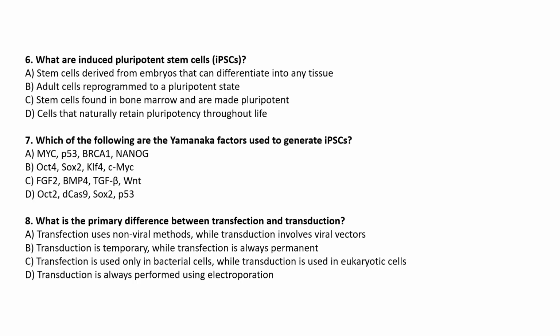But typically what we do in the lab is called transient transfection. So you transfect the cells, you overexpress some protein and then you use them for a few days or whatever, and then you stop using them. So transfection typically is not as permanent, while transduction can be permanent based on what your experimental requirements are. C option, transfection is used only in bacterial cells while transduction is used in eukaryotic cells.